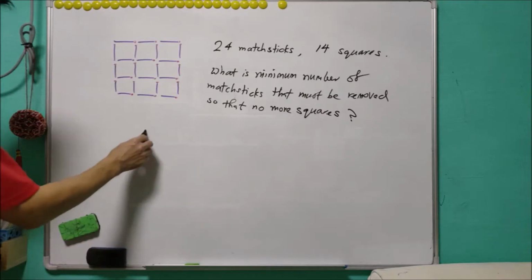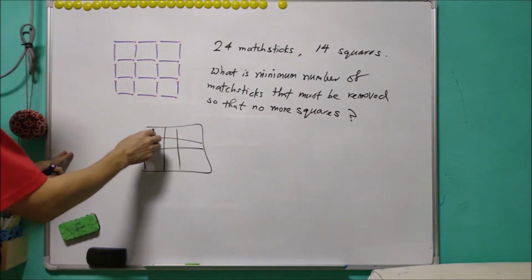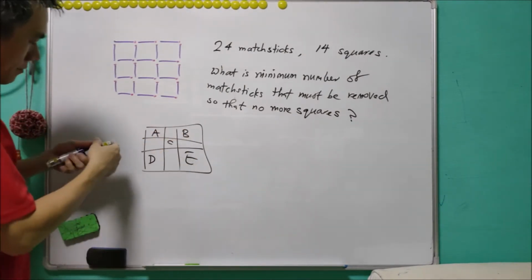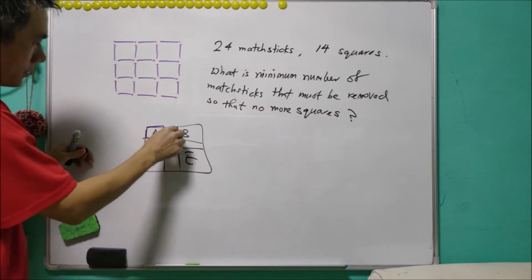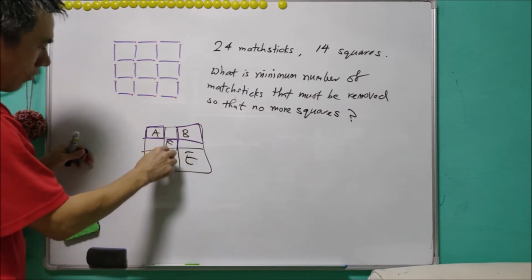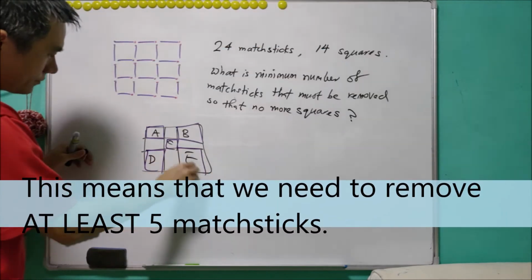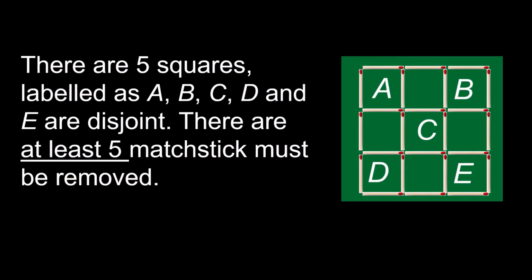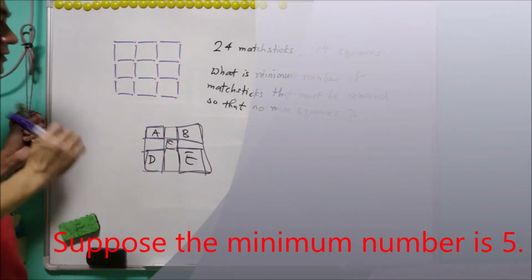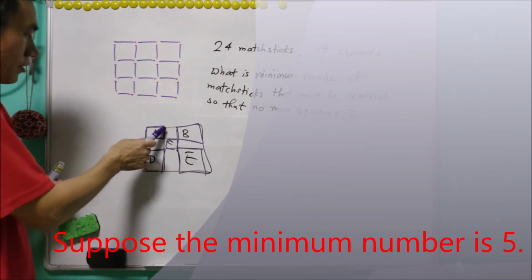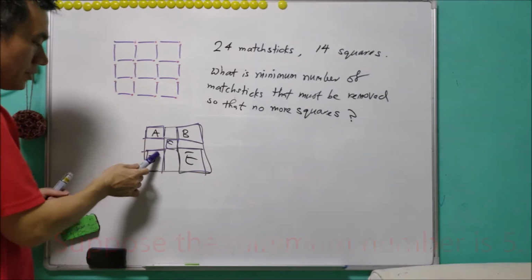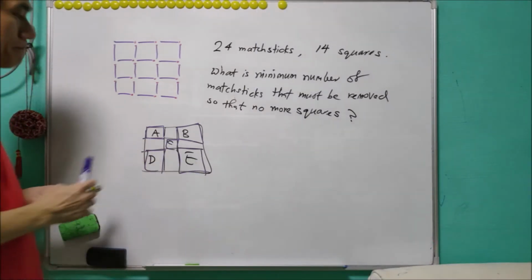If we look at this diagram, we look at these 5 squares that are made up of matchsticks that do not intersect at all. To destroy them, we need to take at least one matchstick from square A, one from B, one from C, one from D, and one from E.